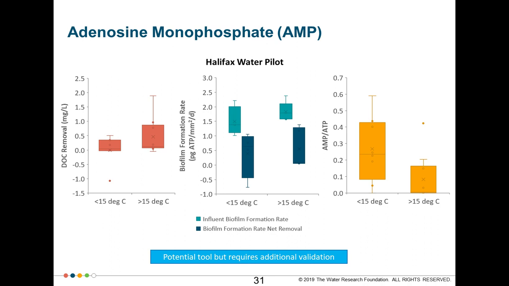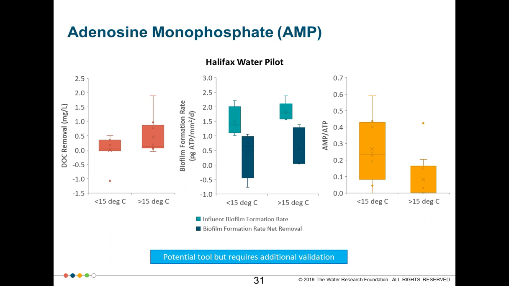The DOC removal increased. When we looked at the biofilm formation rate, the influent biofilm formation rate increased, and the biofilm formation rate net removal increased at higher temperatures. And when we look at the AMP to ATP ratio, it decreased at higher temperatures, which is exactly what you would expect. If there's lower AMP, that means there's more bioactivity.